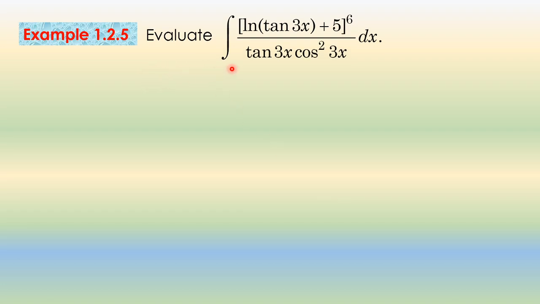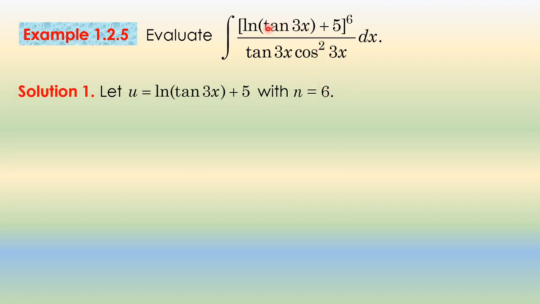Another one, evaluate the integral of ln of tangent 3x plus 5 quantity to the 6 all over tangent 3x cosine squared 3x dx. Potential u here is u equals ln of tangent 3x plus 5. So this is the potential u with n equals 6.